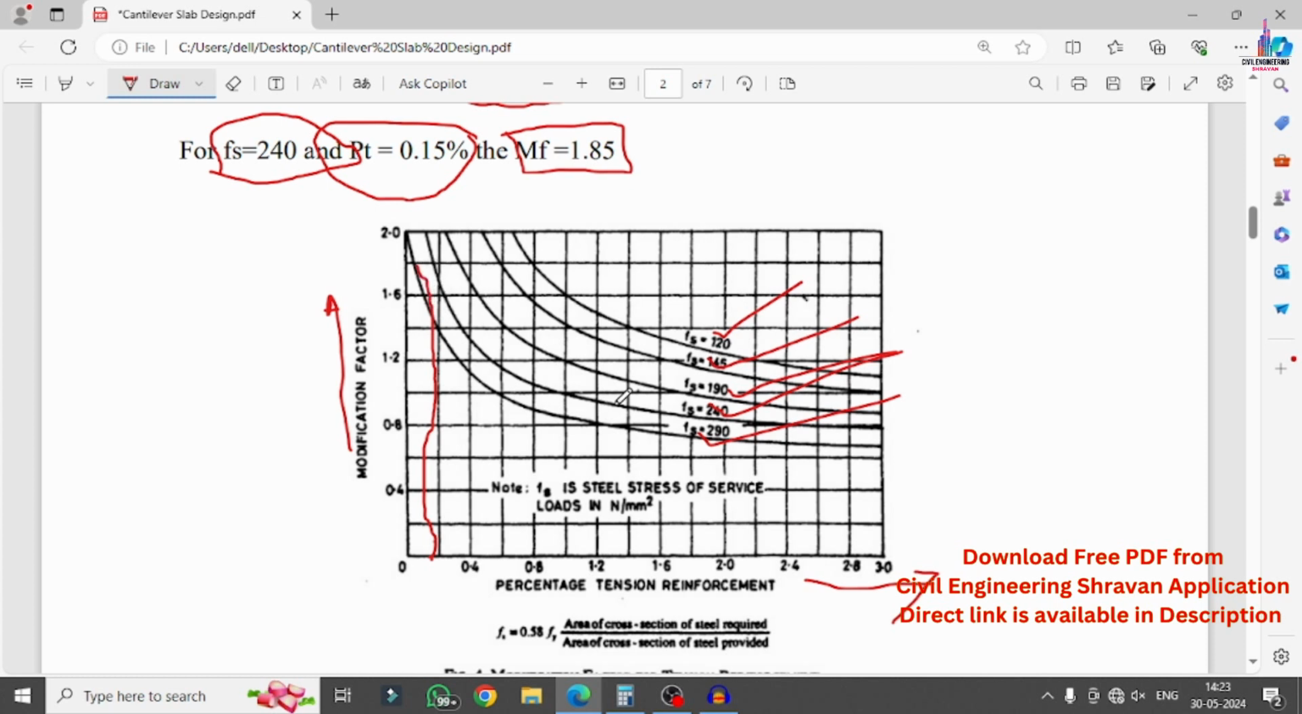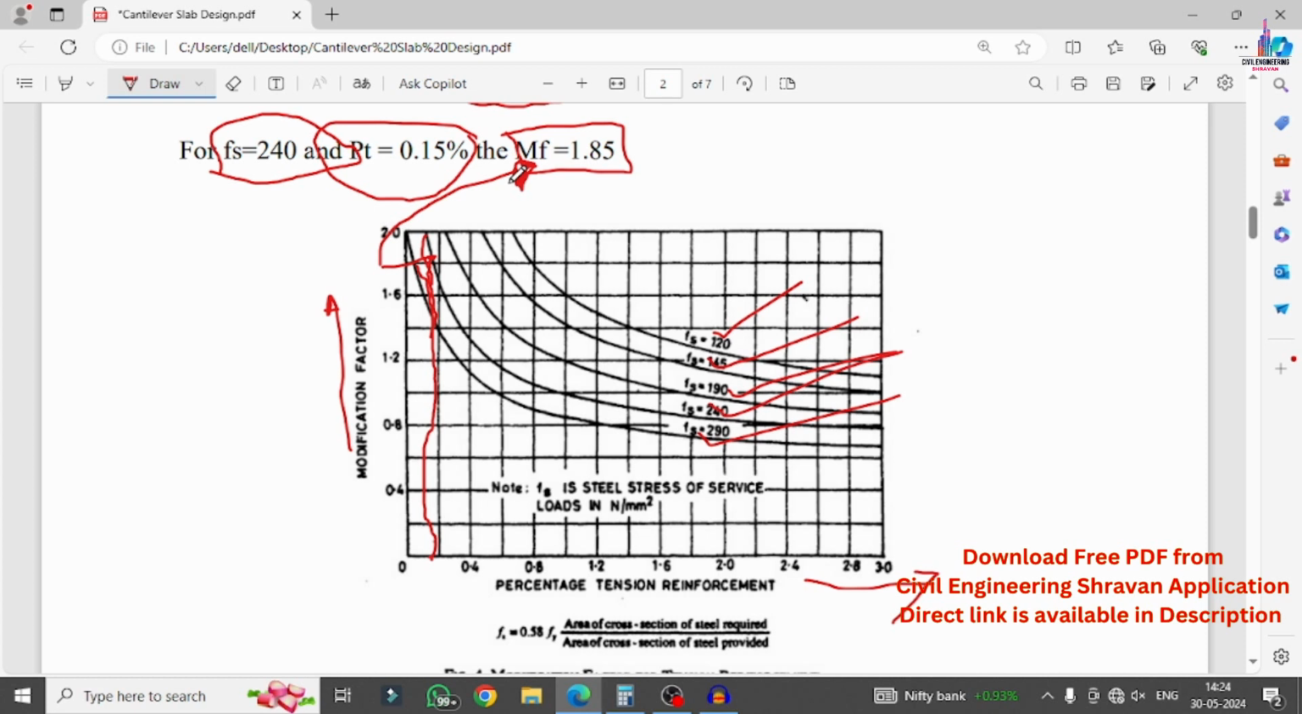So now I am drawing it here like this. For example, this is the point which coincides with the 0.15 value. We have to extend this point in the y direction, and that value is the modification factor, approximately 1.85. By using the span, the modification factor and the RB value, we can easily calculate the depth of the slab.